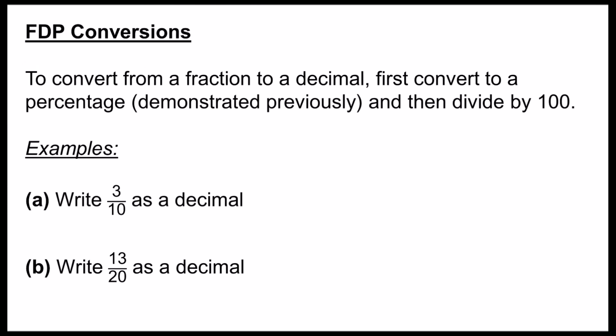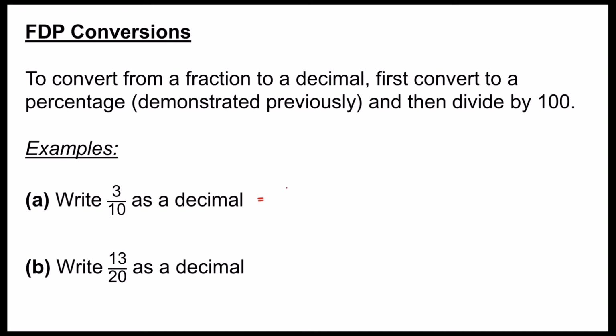Lastly, to convert from a fraction to a decimal, we're going to use some of our previous conversions to help us out. Firstly, we're going to convert our fraction into a percentage, as we did previously, and then we're going to divide that answer by 100 to convert it into a decimal. So in my first example, I'm asked to write 3/10 as a decimal.